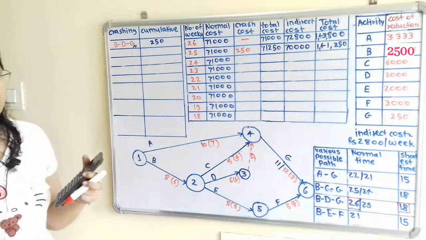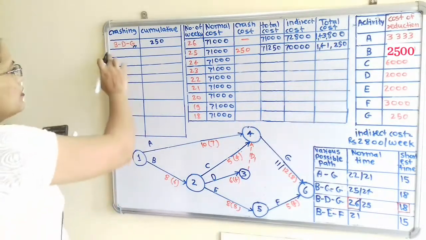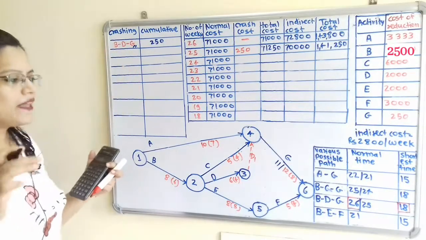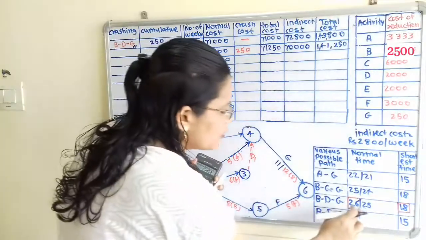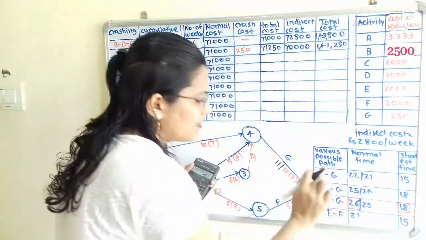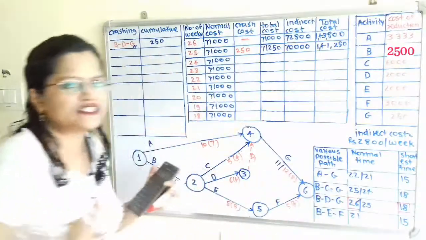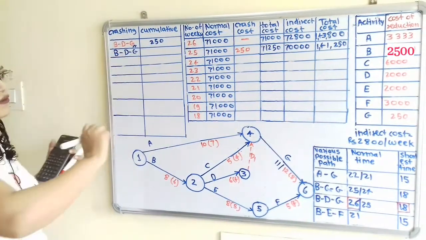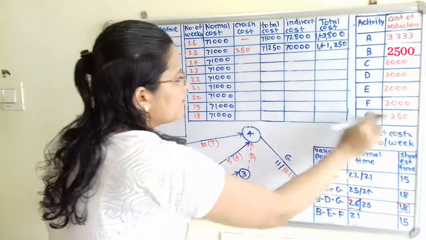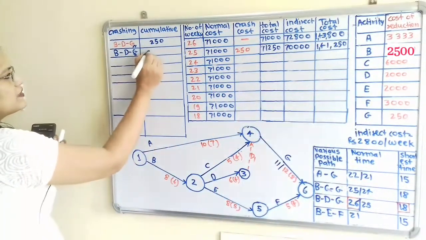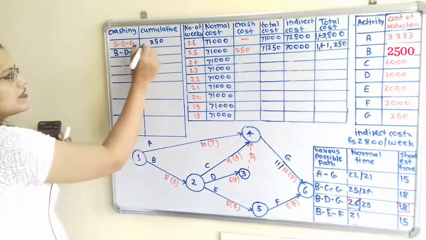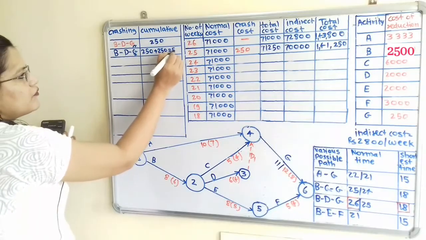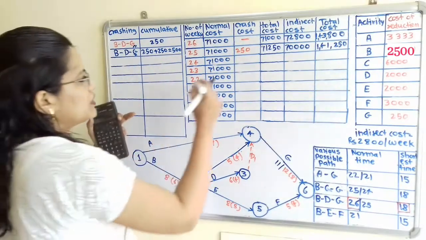Now again we will move next. Same, how to find out this crashing. Which path do we have to select for crashing? So here is 21, 24, 25, 21. So I will select this BDG again. Now here the minimum value is 250, so I will select this 250. But we have to consider the previous cost also, that is 250 plus 250, which is equal to 500. So I have to mention here 500.